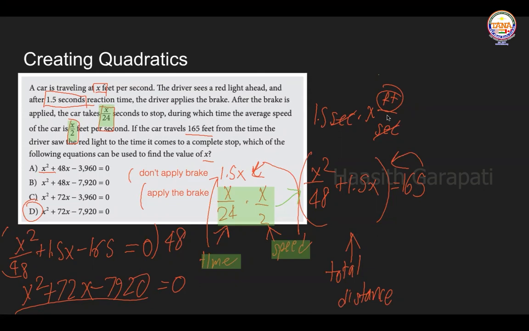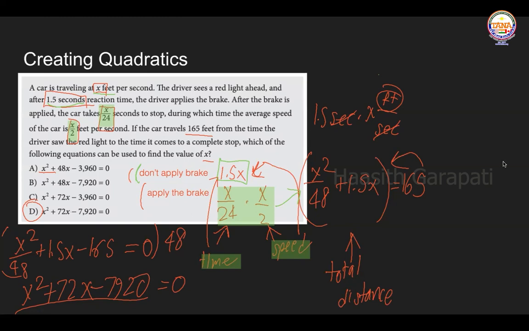I'll continue explaining this. The 1.5: we just talked about the scenario where they applied the brake. Now, what about the scenario where they don't apply the brake? They say that the car is traveling at x feet per second, and that time is equal to 1.5 seconds. So for the distance, you simply do 1.5 times x, and that is how we got 1.5x. Simple as that.